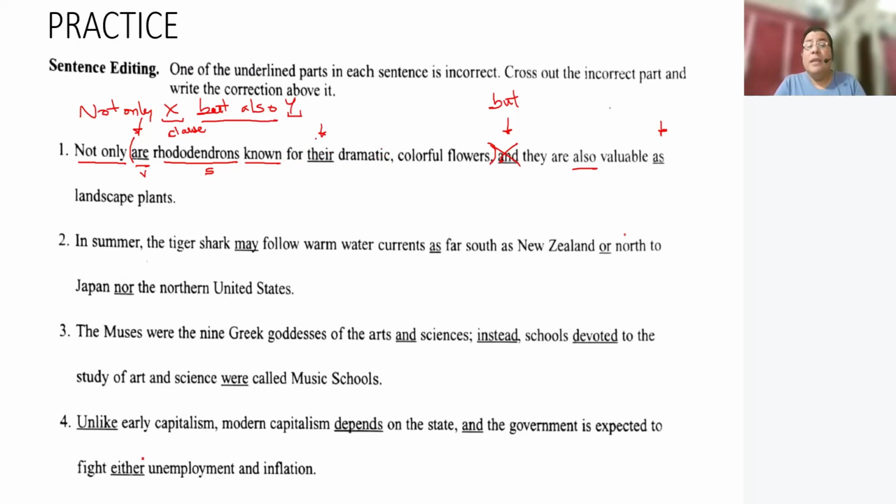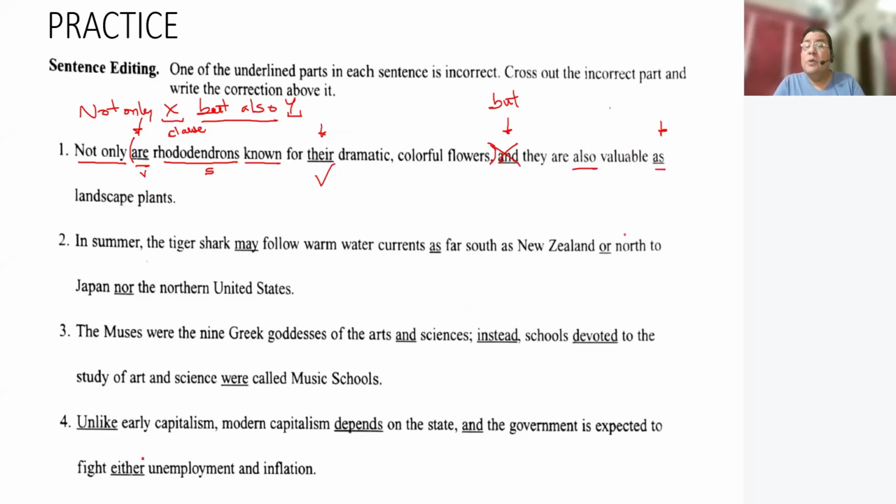All right, so no need to examine the other alternatives any further because we've pinpointed the correct one. Now, take a look at the 2 other underlined words. Their dramatic, colorful flowers, there is the proper agreement between pronouns and nouns in this phrase. So this is correct. Also, we deduced that are was the correct conjugated verb for rhododendrons. And you also see we are comparing, right?